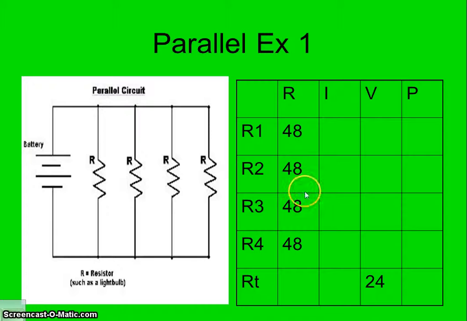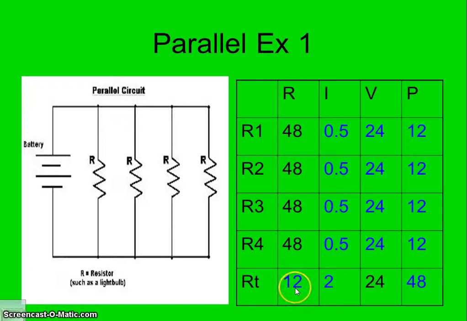Now another way, just a shortcut if you hadn't picked up on it: if they are identical, so they're all 48s, count the number of lines that you have. You have 4, 1, 2, 3, 4. 48 divided by 4 will give you 12. Now I'm going to move to the next slide so you can see some numbers. So this is 12.